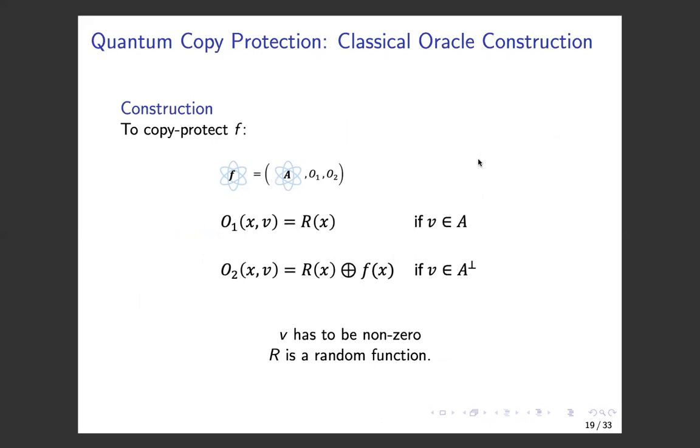Relying on such a direct product hardness, we can try to construct our copy protection. The copy protection scheme is very simple. It consists of a hidden subspace state and two oracles, O1 and O2. Oracle O1 parses its input as two parts. It checks if the second part is in subspace A and it's a non-zero vector, and then it outputs Rx, which is a random function evaluation on input x. Oracle O2 also checks if the second part of the input is in A perp, and also it's non-zero, and if so, it outputs Rx XOR Fx, where F is the function we want to copy protect. Otherwise, both of these oracles output bot for any vector that's not in A and not in A perp.